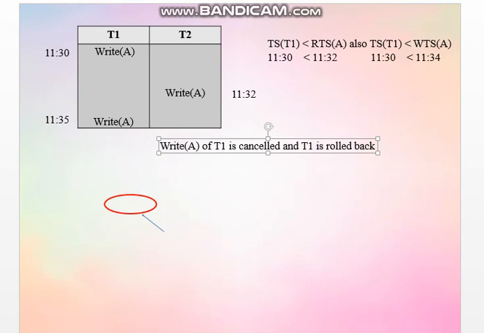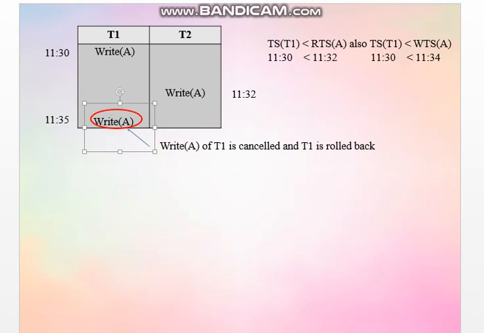Here the transaction is not doing anything else, it is just writing the specific value. So in the timestamp based protocol, we avoid this. We don't grant this write, because this write has to happen before T2.